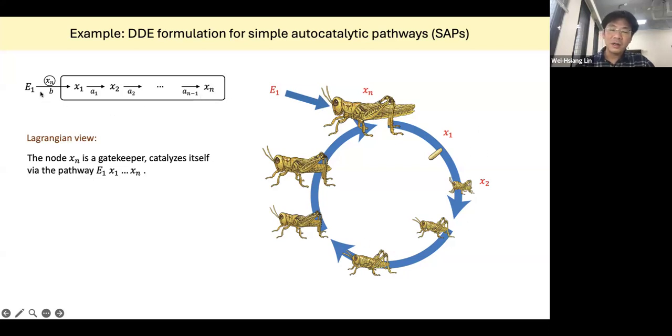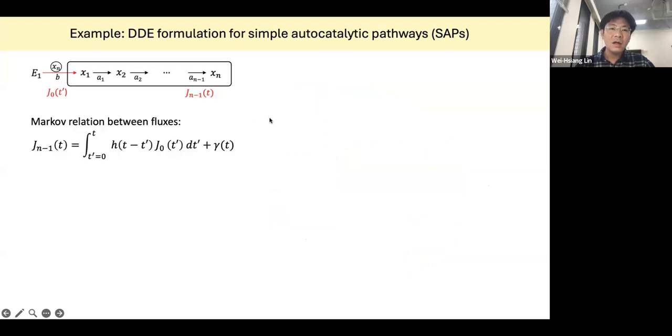So let me illustrate how to write this simple system in DDE. The key thing is we want to write a Markov relation between the first influx, the boundary influx J0, versus the last influx, Jn-1. So these two influxes are related by the transfer time from x1, x2 to xn. So there's a waiting time here. The waiting time, we will call it h.